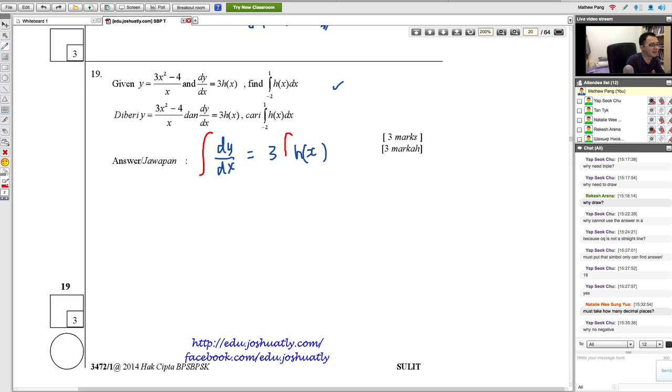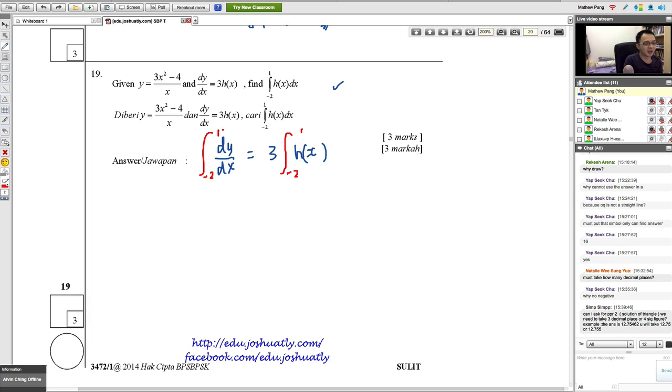So I will have the integration symbol like this. Then the question gives me the limit from -2 to 1, so I add the limit to both sides. Now, something important you will need to understand is, when you integrate dy/dx, the integration symbol and the dx symbol simplify, and you are left with y. This is a very important concept for this kind of question.